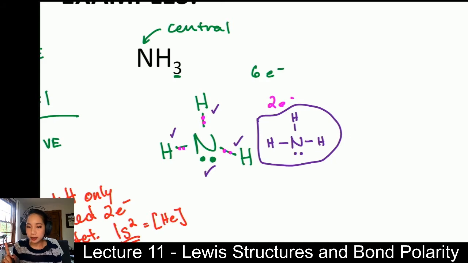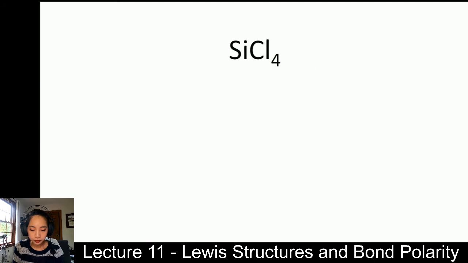So I think something that a lot of students forget is that in the chemical formula, typically, 9 times out of 10, that first element listed, or first atom listed in the chemical formula, is the central atom, and then you put the hydrogens or the other atoms around that central atom. Okay, so let's do this one now. So silicon and 4 chlorines.